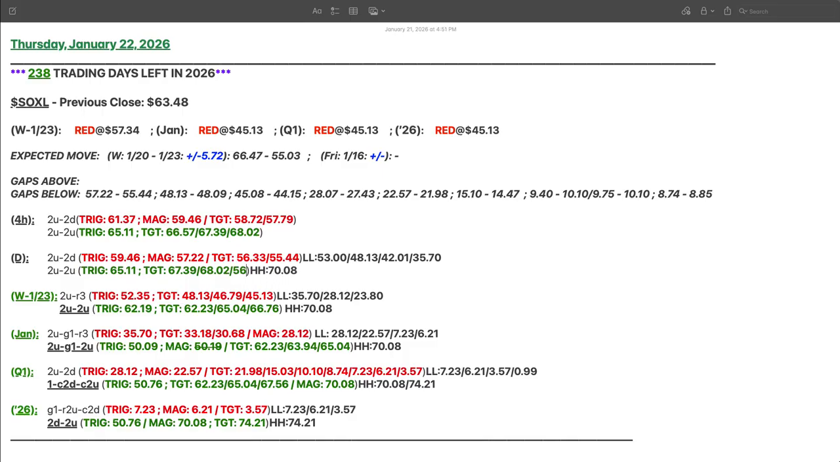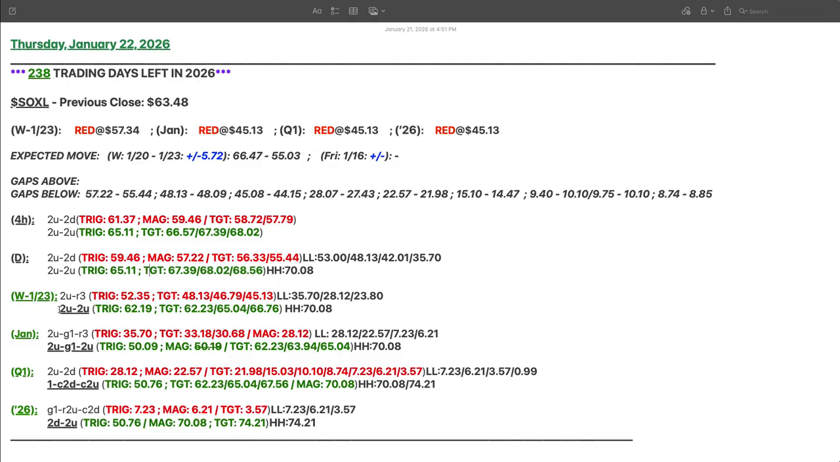All right. Do a little bit live with you guys. There we go. Anyways, all the other levels that we talked about before are fine. To the upside on the day in these notes, we got 65.11 as the trigger, targeting 67.39, 68.02, and 68.56. Again, the higher high is at 70.08, which is the target for the quarter and year reversals. But at least through the day, these are the triggers and targets that we've got.